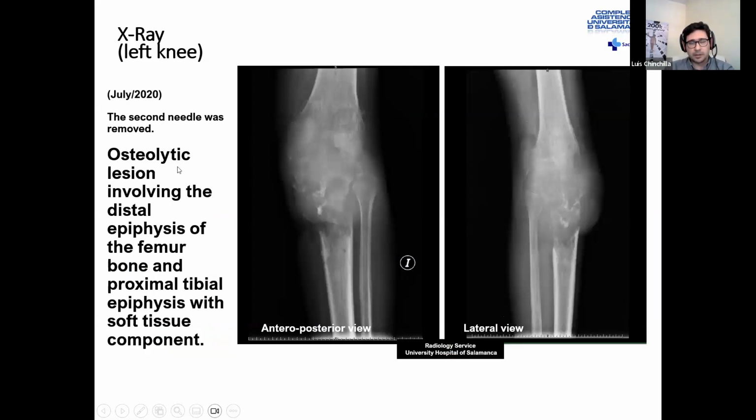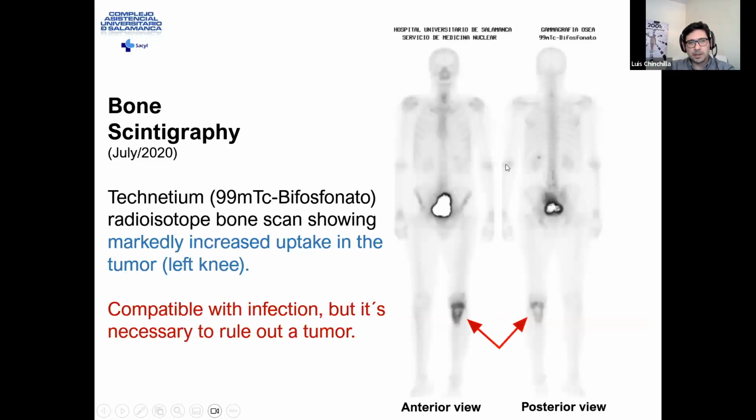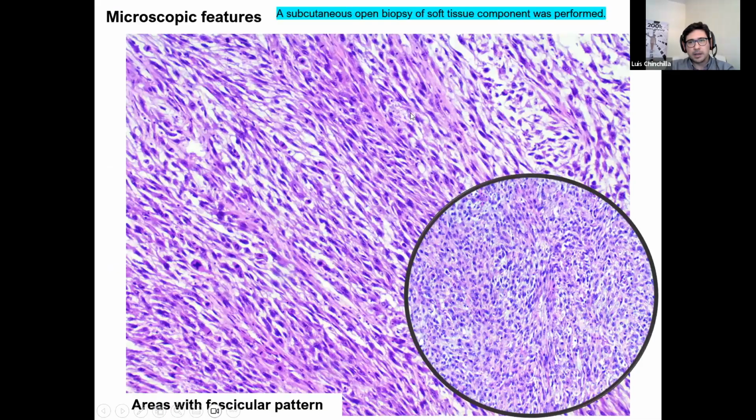And the radiologist described an osteolytic lesion involving the distal epiphysis of the femur and proximal epiphysis of the tibia. The fibula was respected at this moment. And this is the scintigraphy, and you can see here a markedly increased uptake of the tracer, and it was compatible with infection, but it's necessary to rule out a tumor, said the nuclear doctors. And then, let me see, a subcutaneous open biopsy of soft tissue component was performed.